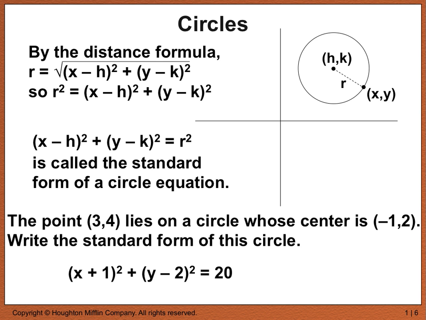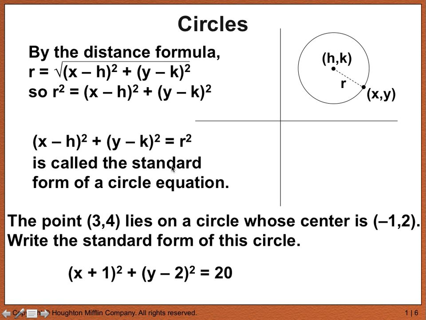(x plus 1) squared plus (y minus 2) squared equals 20. That is the answer. And you might wonder, how did you get that answer? The simple way is just to plug in your points. You know that the point (3, 4) lies on the circle, and therefore you can use 3 for x and 4 for y. You know that the center is (h, k), and so you use -1 for h and 2 for k. And there you've already filled in 4 variables.